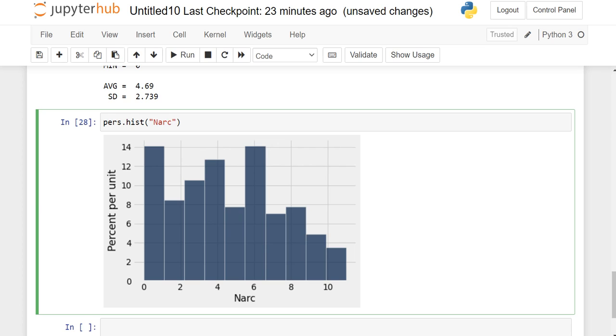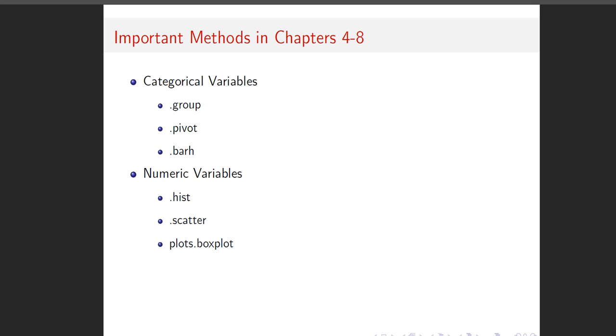Okay, and let me pull up the slide here and show. So we showed dot group and dot pivot. I did not do bar H. There have been a lot of bar H examples in the notebooks we did with the textbook. We have done histogram. So what I want to emphasize now is the scatter plot, and I don't think we'll have time to get to the box plot today, but I will be revisiting this. So let's definitely take a look at the scatter plot.